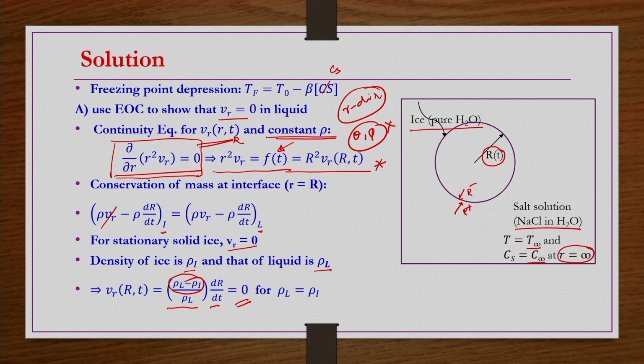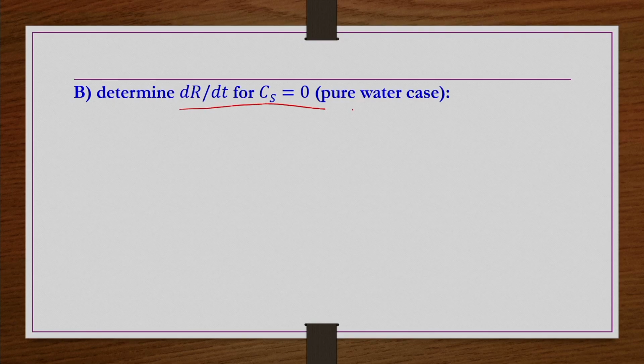So that means Vr is 0 in the entire liquid. Okay, so the first part is done, that we have to show Vr is equal to 0 in the liquid. Now we take the second part of the problem: determine dr by dt for the pure water case when there is no salt. When there is no salt added to the liquid, then it is pure water. So then Cs is 0 because Cs indicates the salt concentration, right.